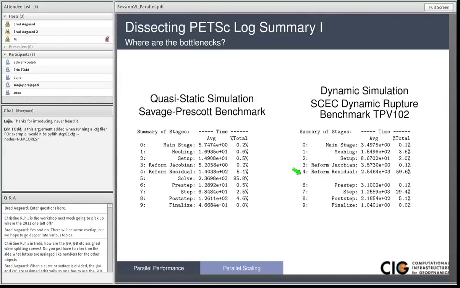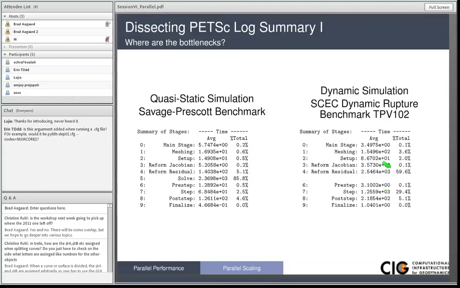matrix. In this case, notice that the performance, or where the code is spending its time, is distributed between reform residual and step. And so the step, in this case, includes our solver. The post-step is output. So with our parallel output, we're spending only 5% of the time doing output, and it was quite similar to our Savage and Prescott benchmark. On the right side, we're running, I believe, on the order of 10,000 time steps, whereas on the left, we're doing on the order of maybe 1,000 in that Savage and Prescott.